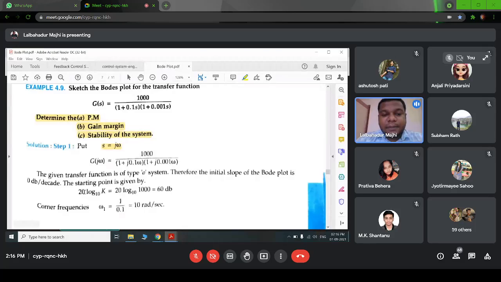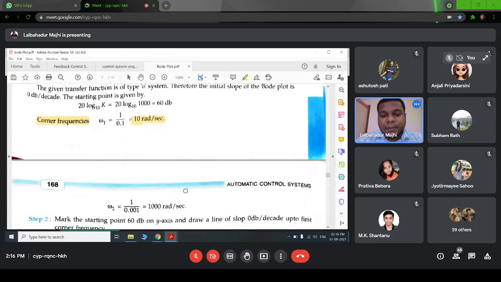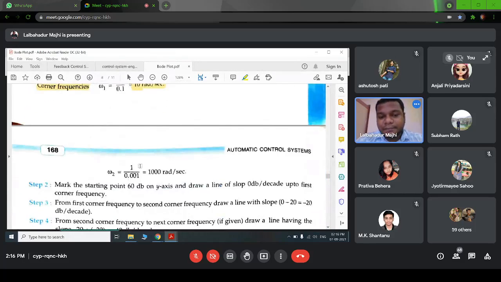So next, the corner frequencies. These corner frequencies are calculated from the time constants, this 0.1 and this 0.001. So the first corner frequency is, we know the frequency is 1 by the time constant. So 1 by 0.1. The first corner frequency is 10 radian per second. Similarly, the second one will be 1 by 0.001. So that will be 1000 radian per second. The omega 2 is 1000 radian per second.